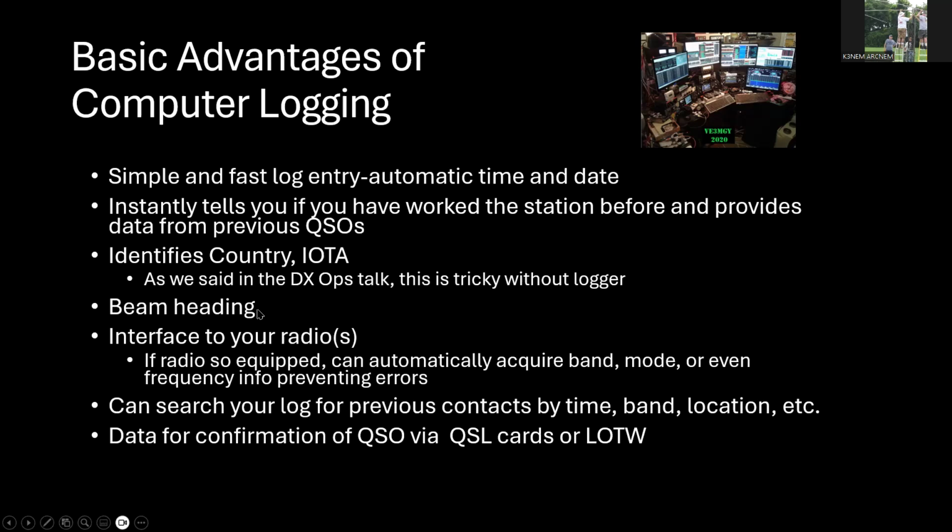As with the contest loggers, you can get beam headings directly, or even a map showing where to point your antenna. And you can interface with your radio. Almost all radios coming out nowadays allow you to connect to your computer so that the computer knows what frequency you're on and the radio knows what frequency the logger wants you to be on. So the two work together, much as Dan described before, so that you aren't going to make a mistake and log it as 20 meters when it was really 15 meters, because the computer will know.